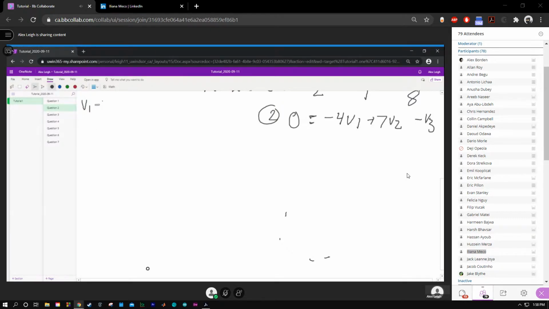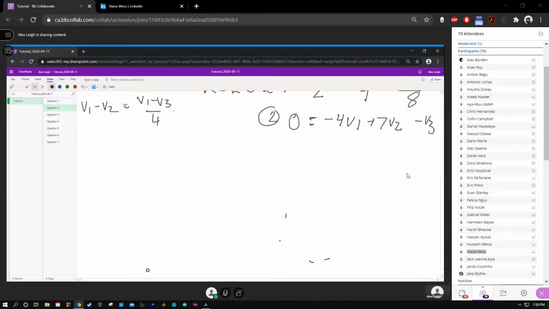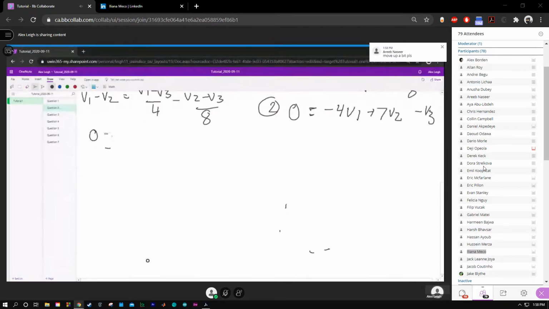V1 minus V2 is equal to V1 minus V3 over 4 plus V2 minus V3 over 8. And now again, just doing some factoring and some math, I end up with this equation for my third equation. 2V1 minus V2 plus V3. Okay.